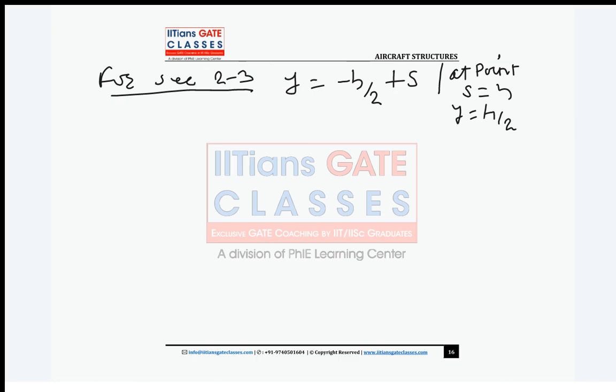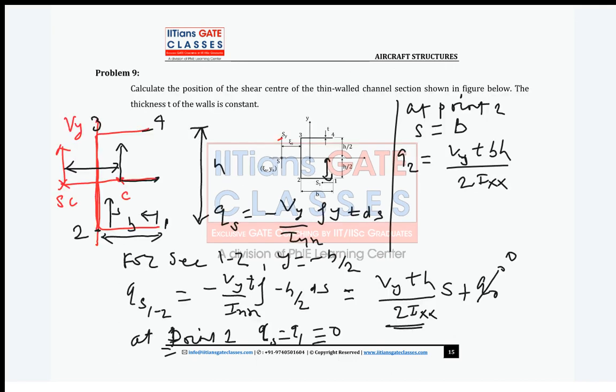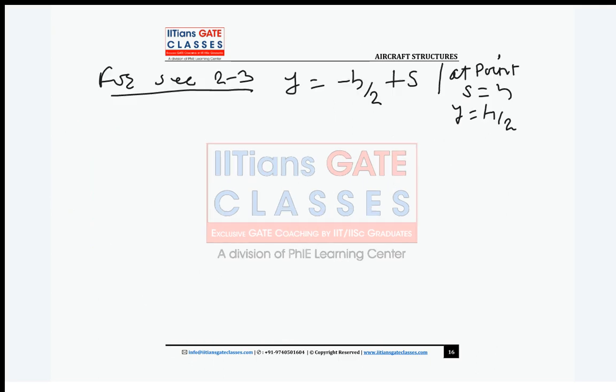Abhishek, you are considering the section as s, right? So s is increasing from 2 and it goes till 3. So what is the s value? S is increasing from 0 to h, right? Clear? So now, is it clear?